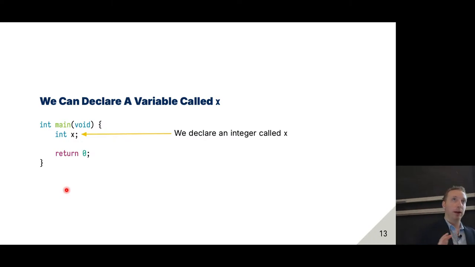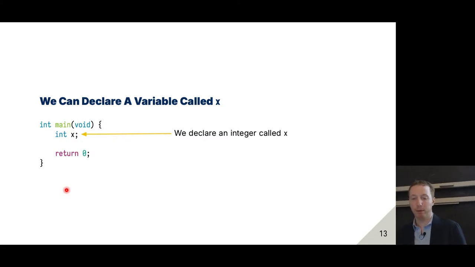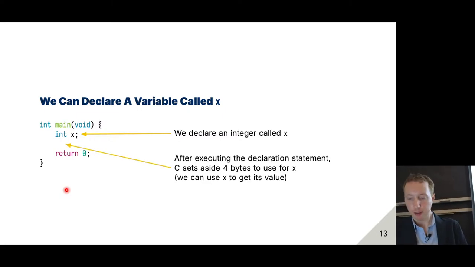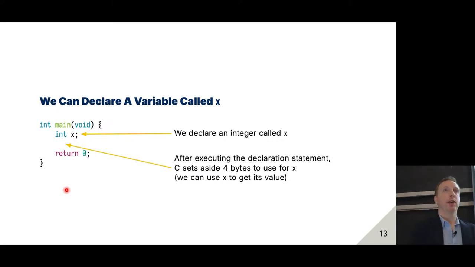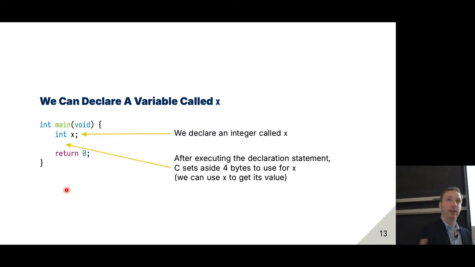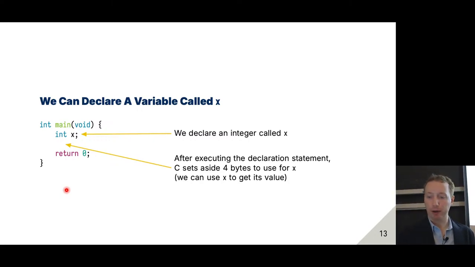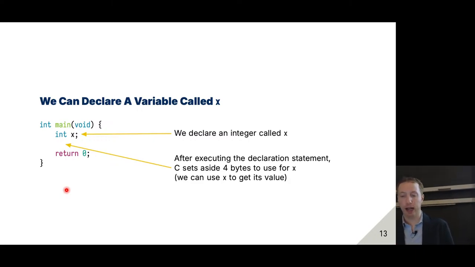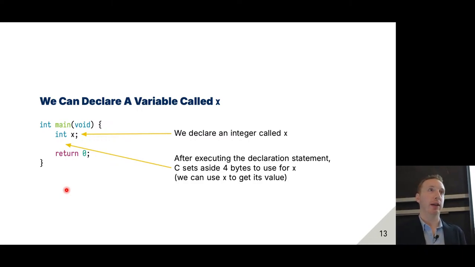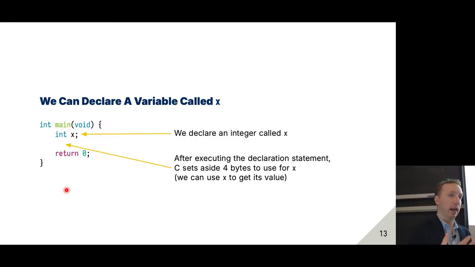So if we're saying what is going on at that point, at the first line, we declare an integer called x, is probably how we would say it in English. So when you run your program, after it executes that int x line, C sets aside 4 bytes for you to use for x. And now x just has a value. So instead of saying 0 or 1, if I want to get the value of x, I just say x.